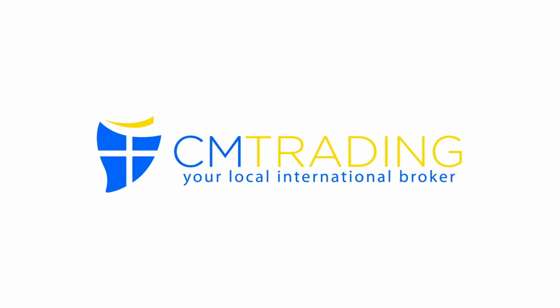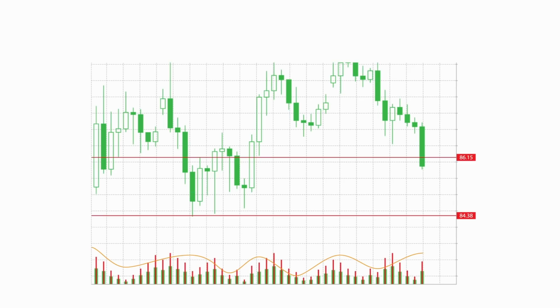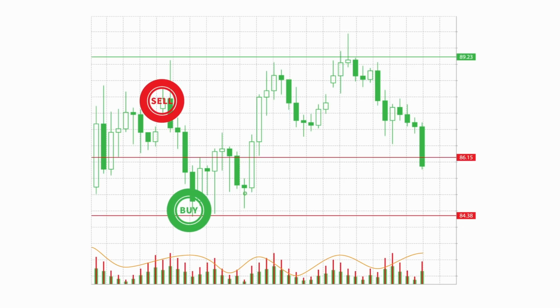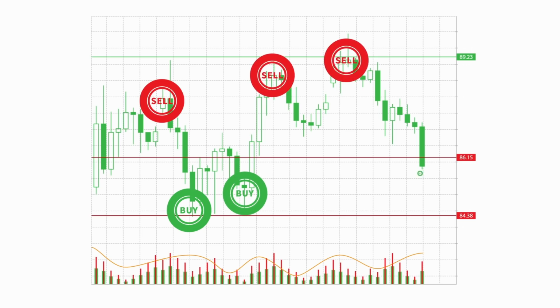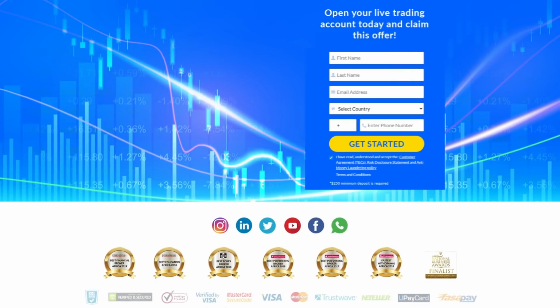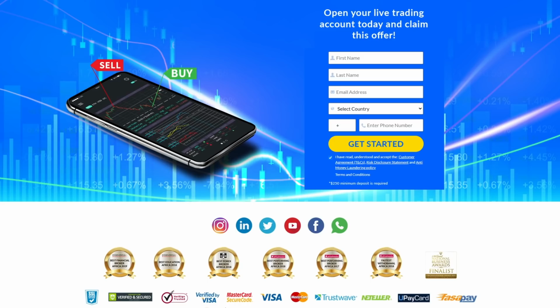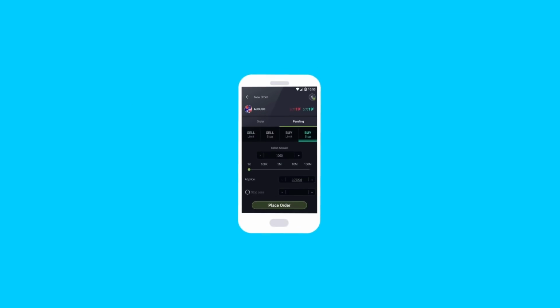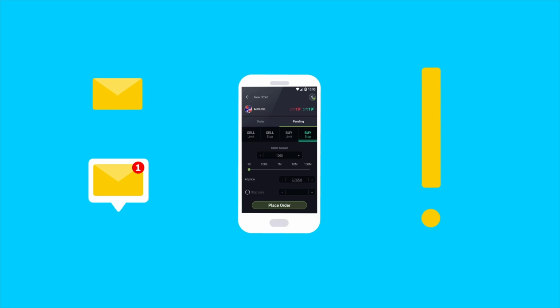You need something different. That's why we offer you our custom trading signals available to all of our customers. We provide you with some of the most accurate Forex signals on the market. Our signals have been tested thousands of times by our satisfied traders, and their accuracy is unparalleled. As a trader of CM Trading, you will get SMS texts and emails with market alerts in real time, as well as buy and sell signals.